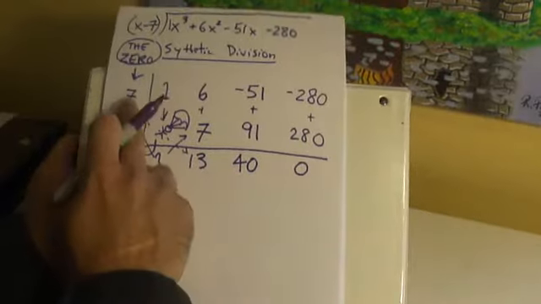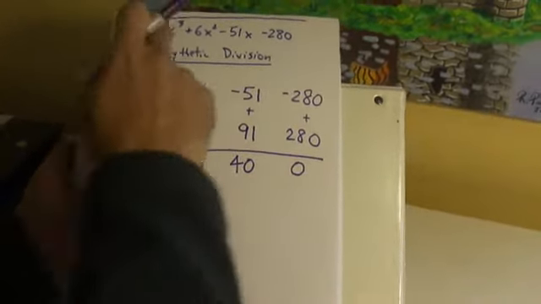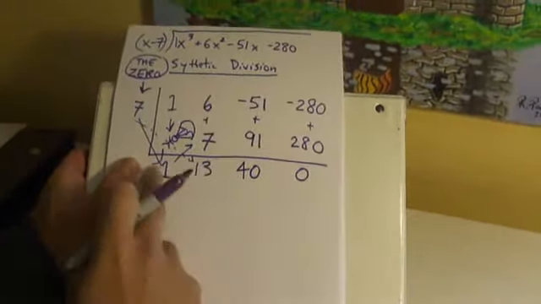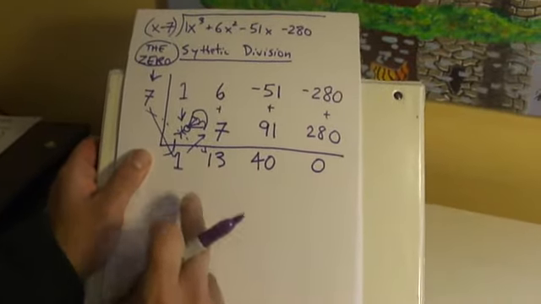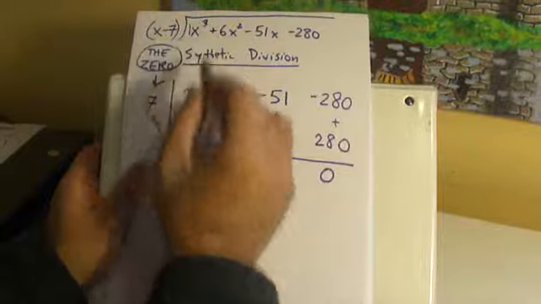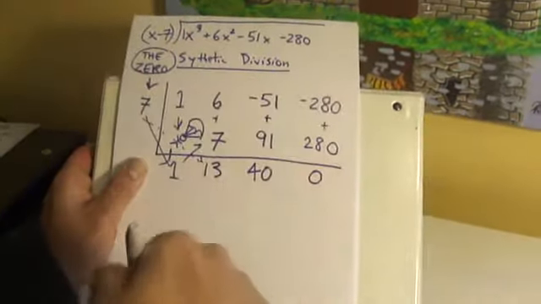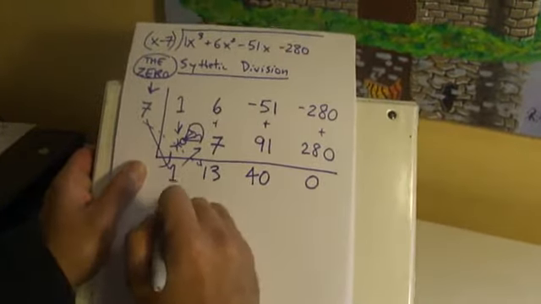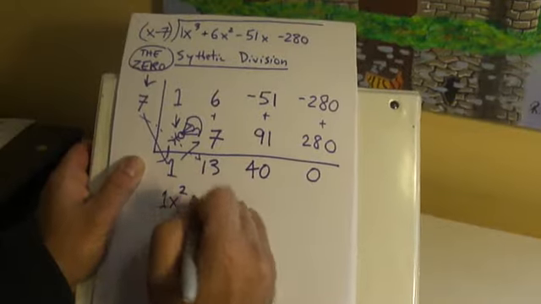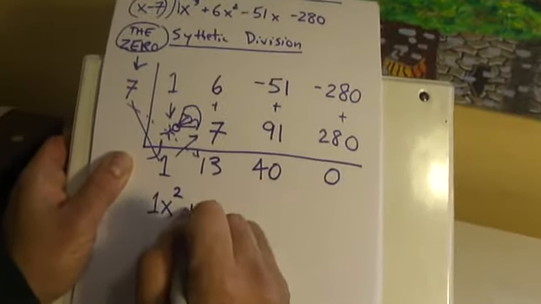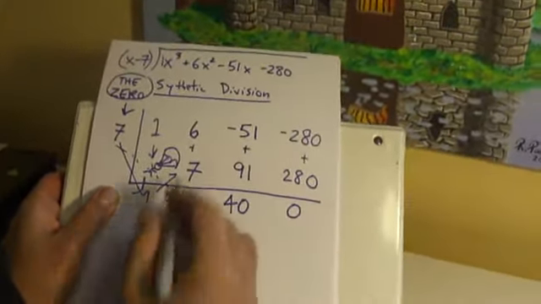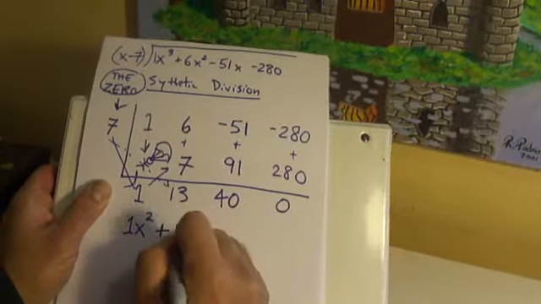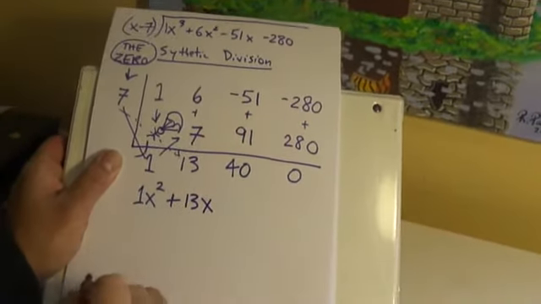That means that that was indeed one of the zeros. It made this whole term go to 0. Now, what do we do here? We take the 1, we take the 13, and we take the 40. And since this was x to the third in the first column, we're going to bring it 1 degree down. So this is going to be 1x squared. That's a positive 13, so we say plus. This was x to the second, so if we bring that down 1 degree, that's no longer x to the second, it's 13x.